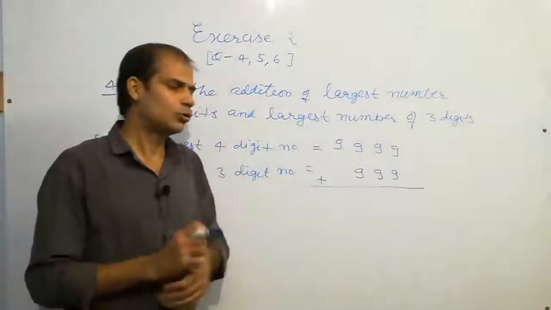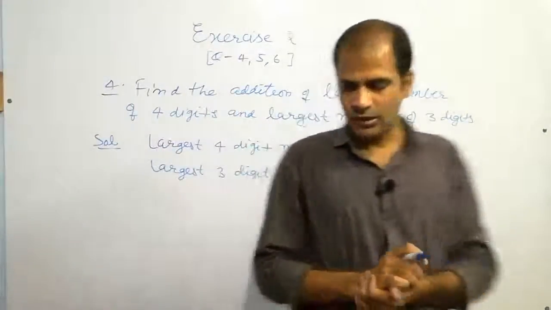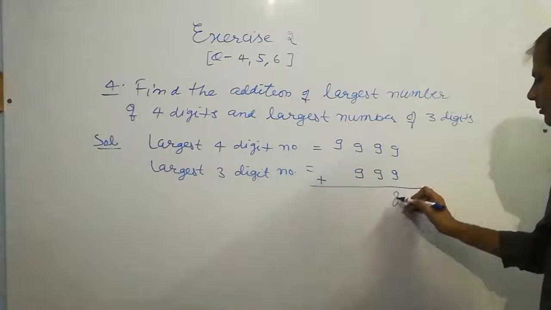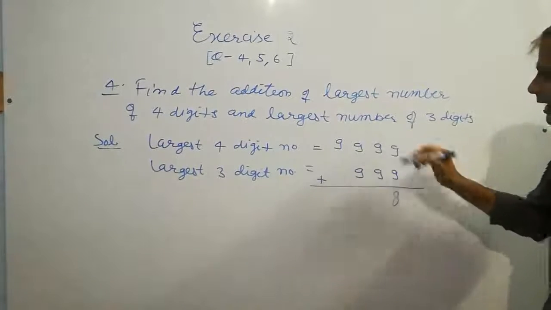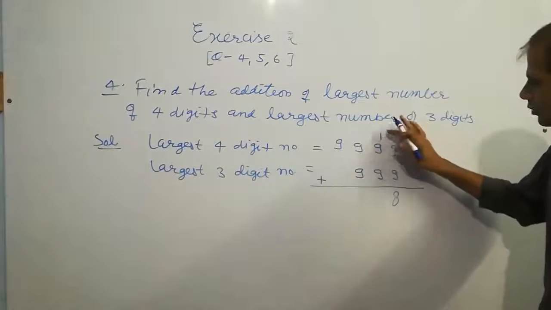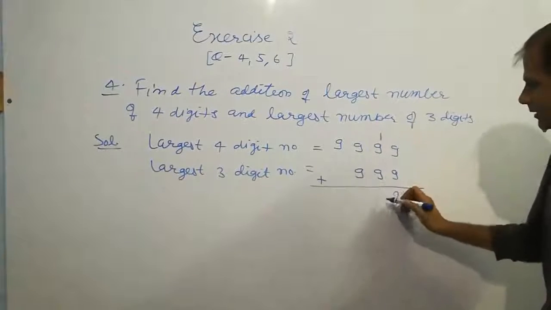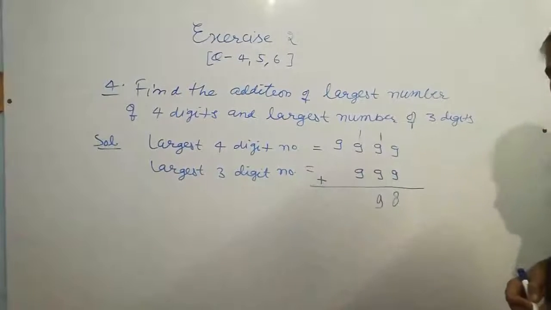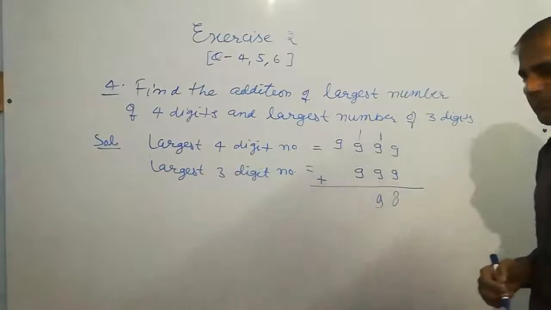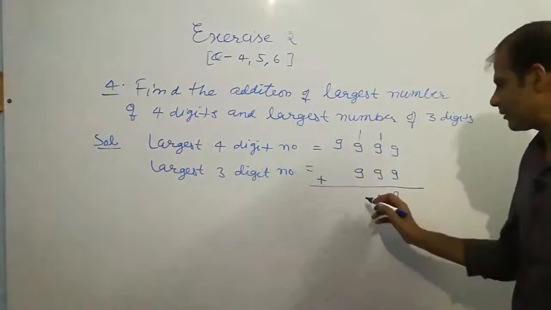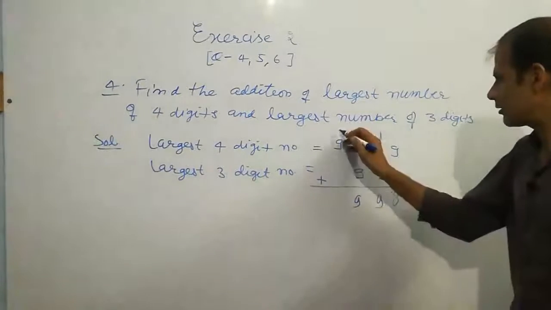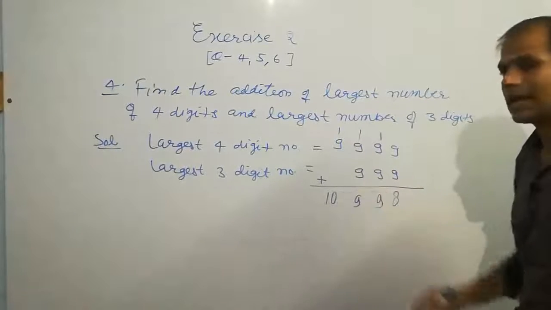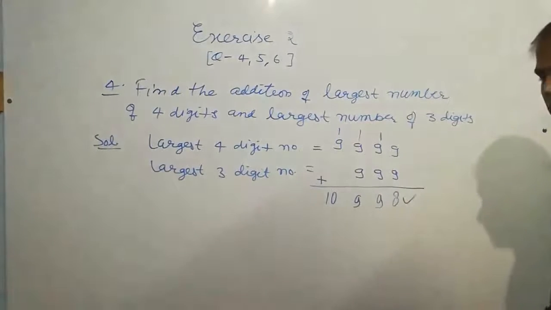Let's perform this addition. How to do this? 9 plus 9 is 18. Carry 1. So it is 10. 10 plus 9 is 19. Again carry 1. 9 plus 1 is 10. 10 plus 9 is 19. 9, carry 1. 1 plus 9 is 10. So this is the answer.